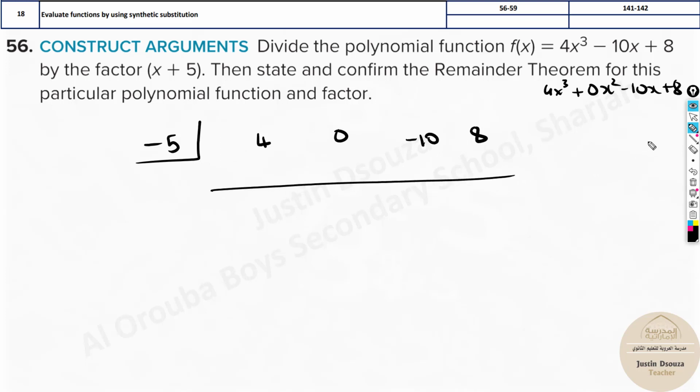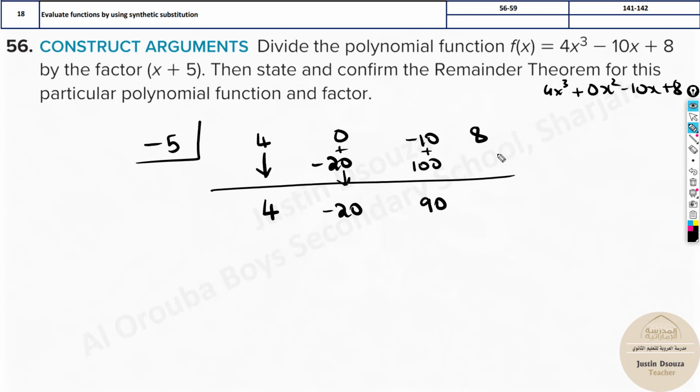Now, the thing is, you must always remember something like this. Here, it comes down as it is 4. Multiply with minus 5, it will be 20. 4 times minus 5 is minus 20, sorry. Now, add this up and write it down again. Minus 20 over here. Minus 20 times minus 5 is positive 100. Add this up, it will be 90.